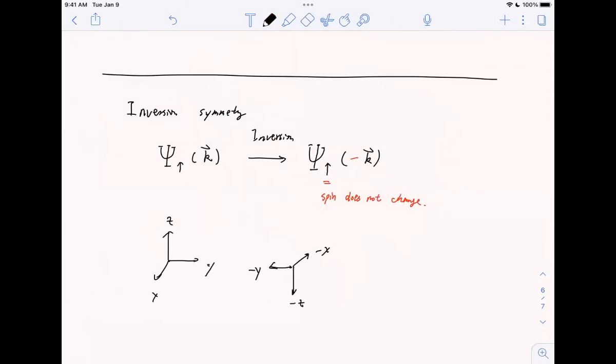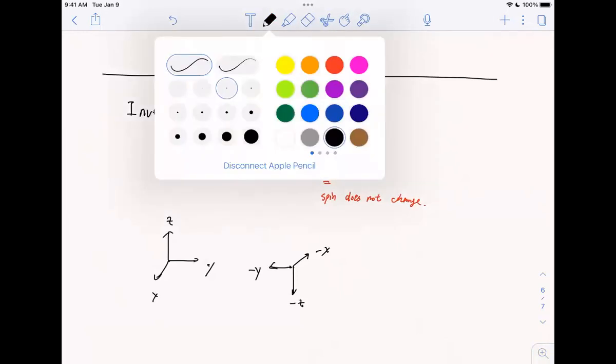Now let's not consider time reversal. Why does the spin not change under inversion? Can someone explain to me why? Yeah, it's a pseudo vector. Yeah, that's true. Any more pictorial way to explain it? Yeah, it's a rotation. So let's go through it.